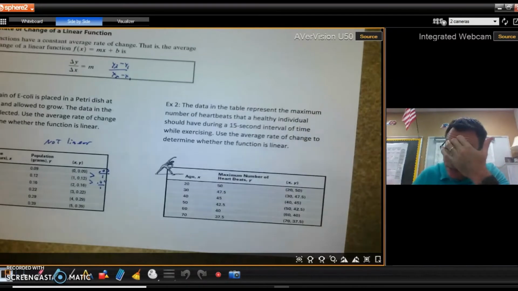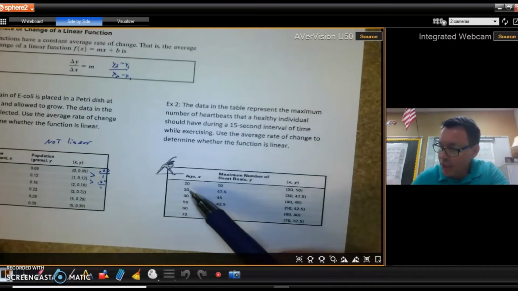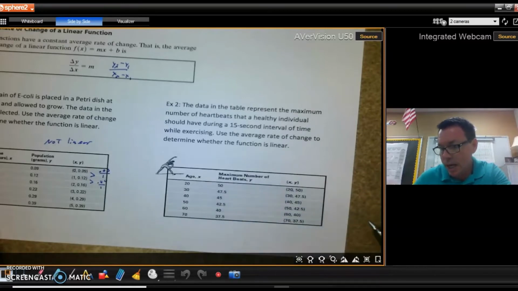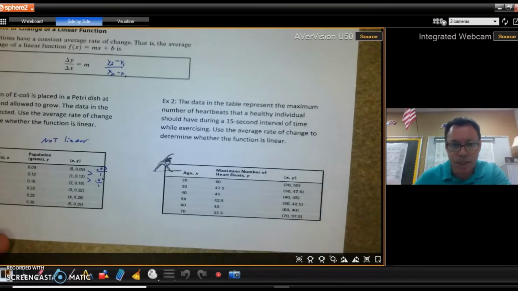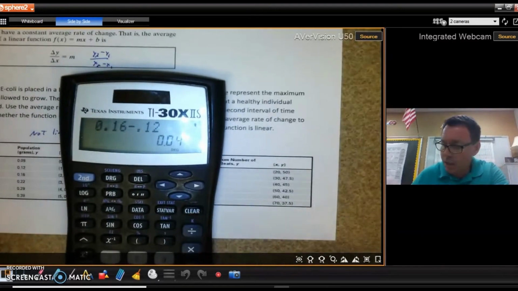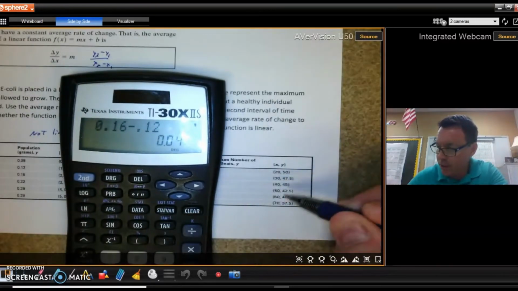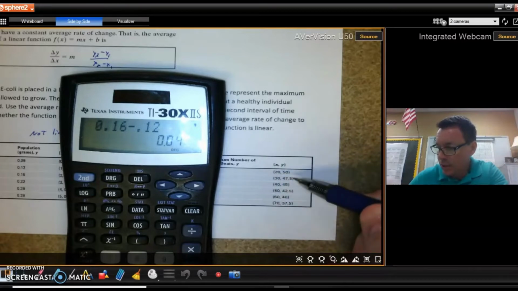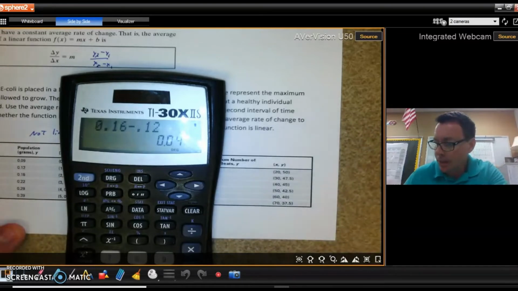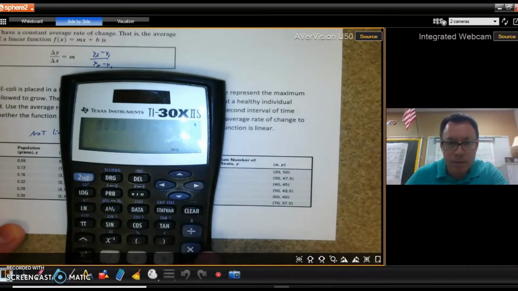Over here, we've got some data describing age and the maximum number of heartbeats per minute. Okay, so again, let's check. I'll move over to here. All right, so here are our points. The ages are going up. The heart rates are actually going down. As you get older, your heart rate kind of slows down a little bit. Okay, so let's see what's going on with this data.